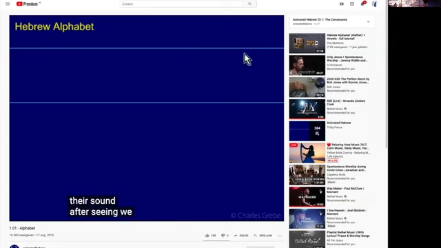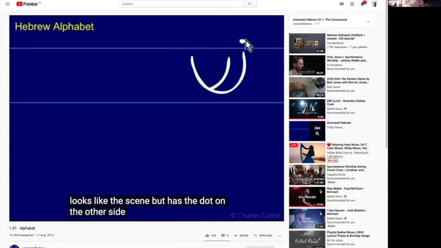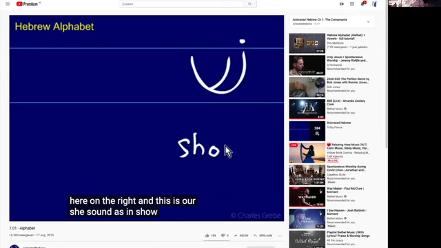After Shin we have Sin. Now Sin looks like the Shin but has a dot on the other side. For Shin the dot is over here on the right. And this is our sh sound, as in show.